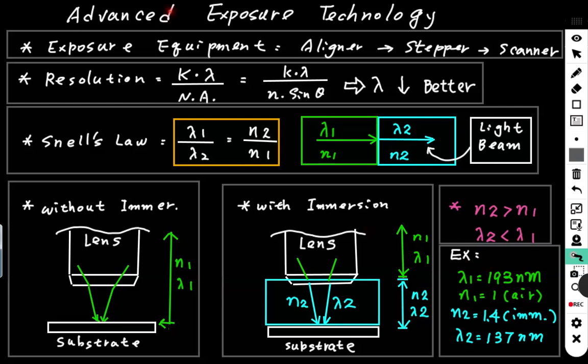So we put it into the resolution formula, and we get a better resolution using lambda 2. That's the immersion exposure principle. Okay, let's see you next time.